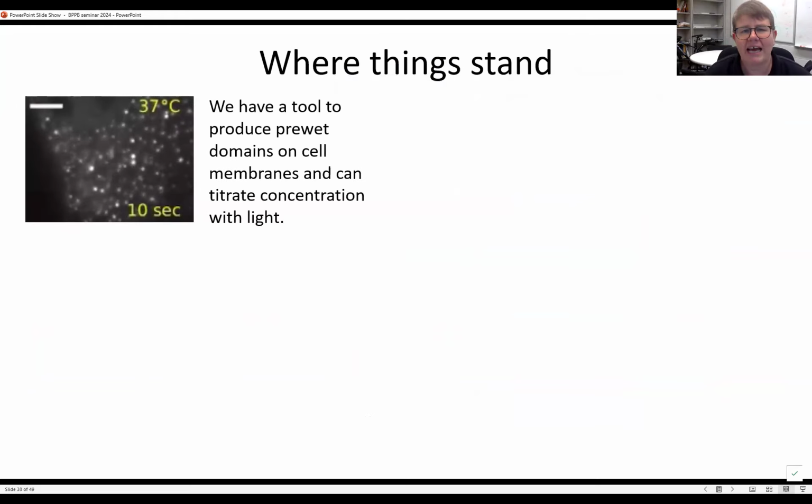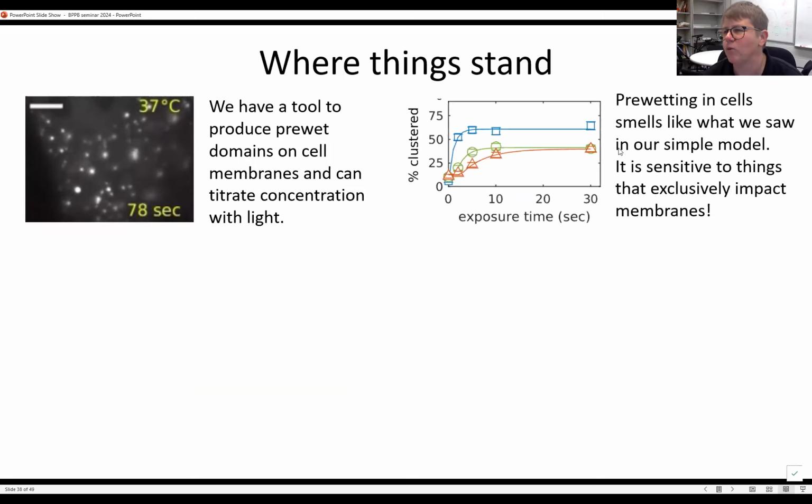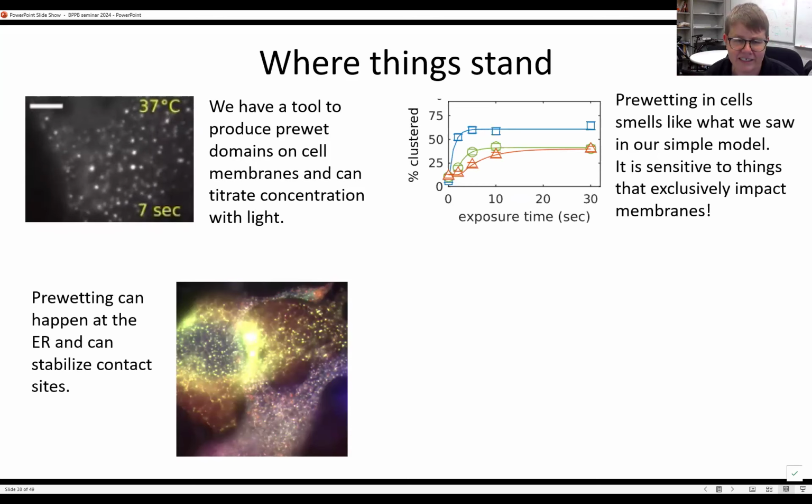Okay, so where things stand. We have this kind of fun new tool that we're learning how to play with, where we can titrate these pre-wetting interactions with light. We can play with it in ways that are very similar to our very simple models. And we are seeing things that look a lot like our model system. We see what looks like pre-wetting, and we also see the membrane sensitivity in ways that are very similar to our model system. We can do this at the plasma membrane, but we can also do this at other membranes, and we've done this with the ER, and we're also playing around with ER plasma membrane contact sites.